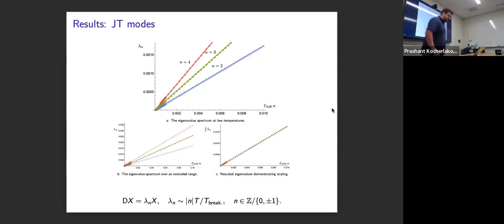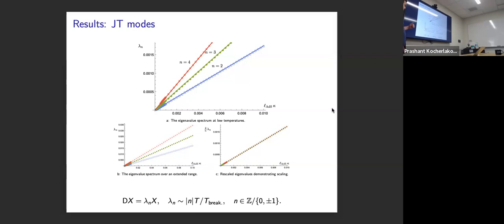Yes, let me show you just some results. Of course these operators cannot be diagonalized by hand, so we need to do it numerically. And this is some great work that Maciej Kolanowski did. He basically discretized the eigenvalue equation and solved it numerically. Here I'm showing the results.